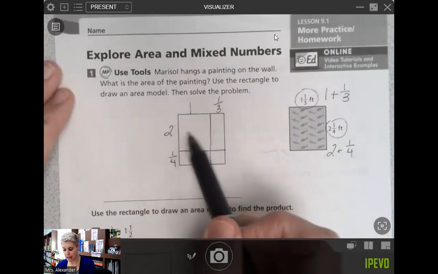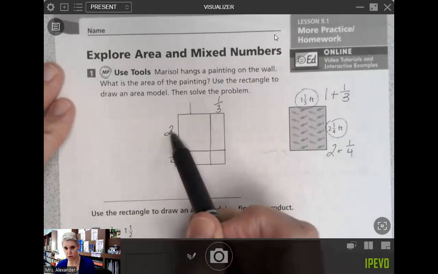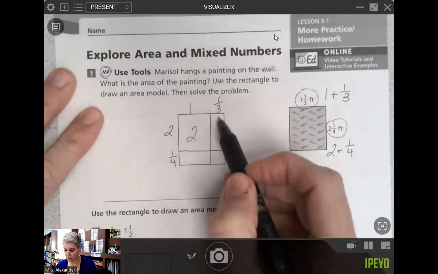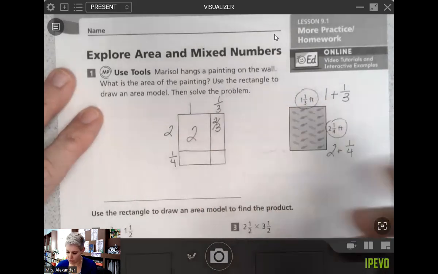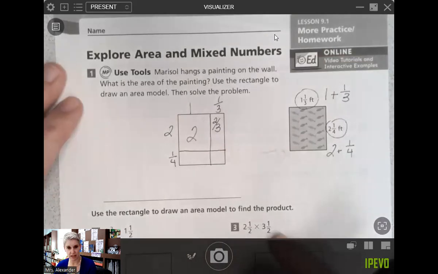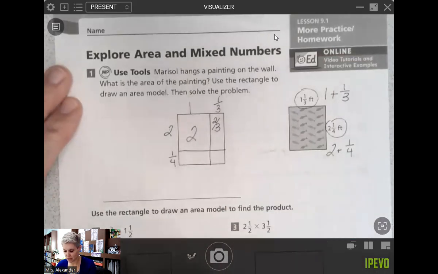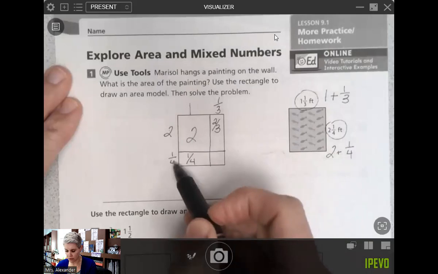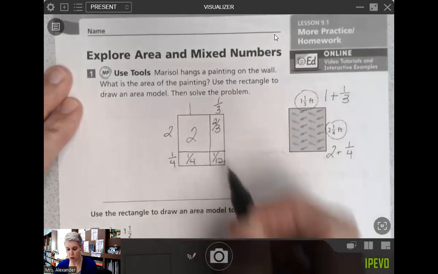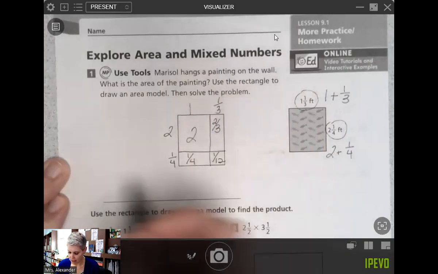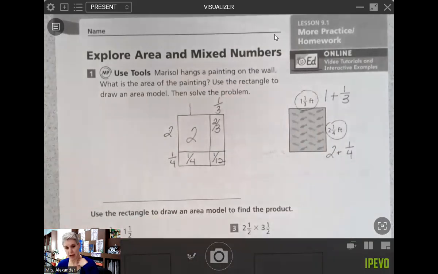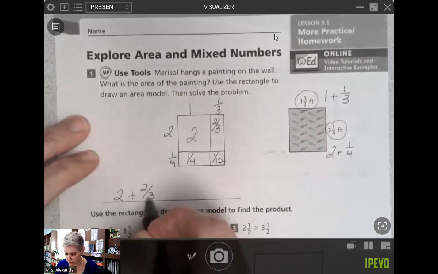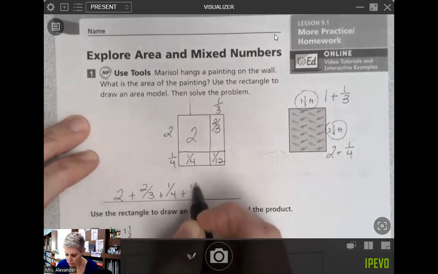I'm going to multiply each rectangle where those numbers meet. 2 times 1 gives me a whole 2. 2 times 1/3 is going to give me 2/3. Oh no. Yes, 2/3. Sorry, for a second I thought I did that wrong. 2 times 1/3 gives me 2/3. 1 times 1/4 gives me 1/4. And 1/3 times 1/4 gives me 1/12. Now that I have that, I can look at each of those parts in that model to find the area. I would have 2 plus 2/3 plus 1/4 plus 1/12.